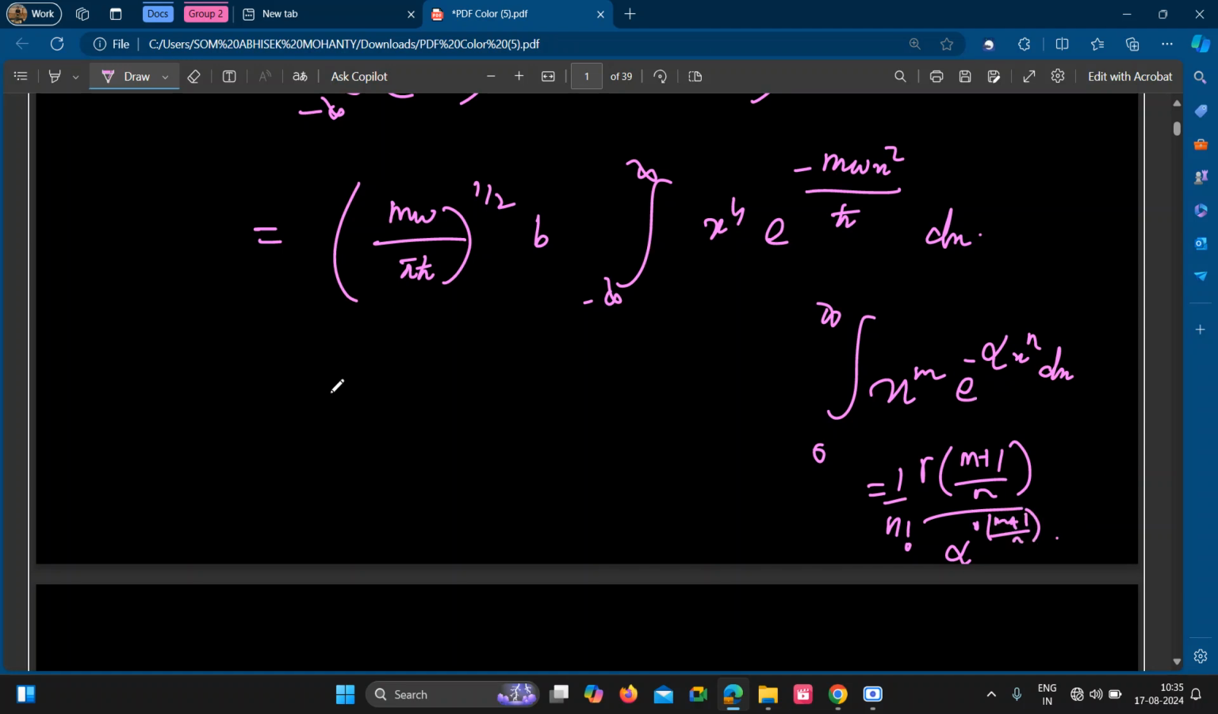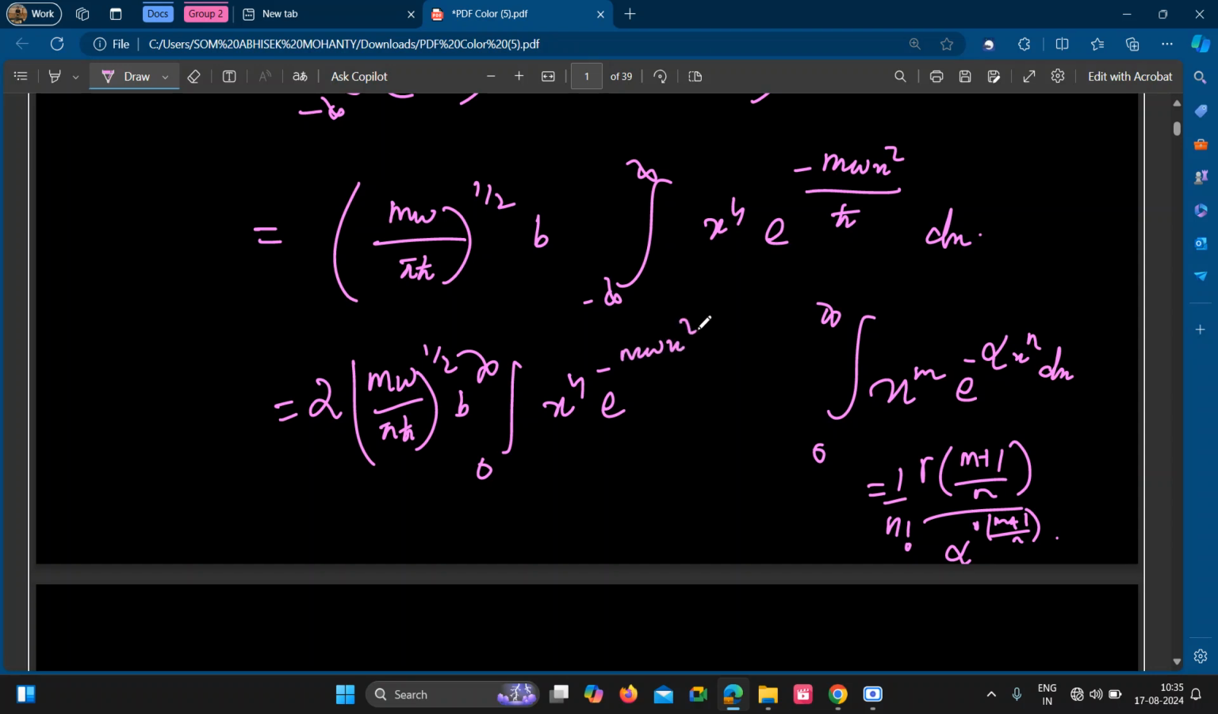So 0 to infinity, that means I have to make it 2 here, 2 times (m omega by pi h cut) to the power 1 by 2, b, 0 to infinity, and this one x to the power 4 e to the power minus m omega x square by h cut dx. If you see, this is your m, this is your n, so in place of m I will put 4, in place of n I will put 2.